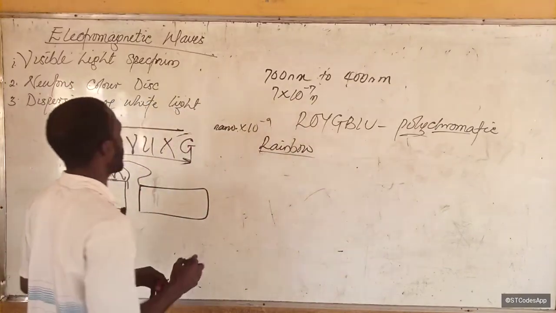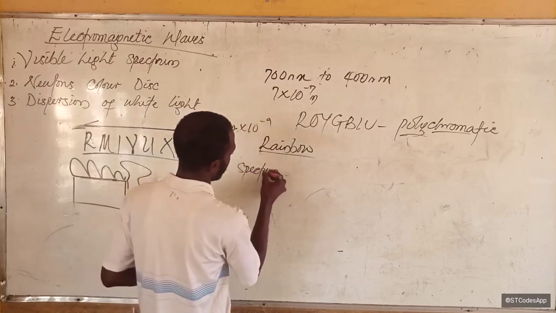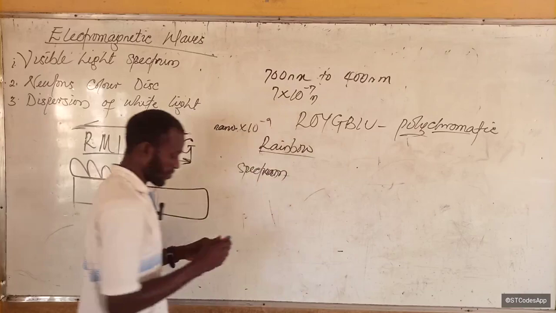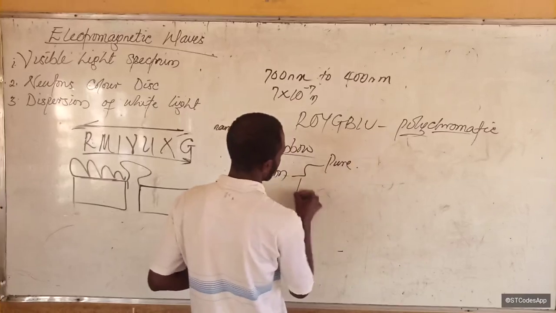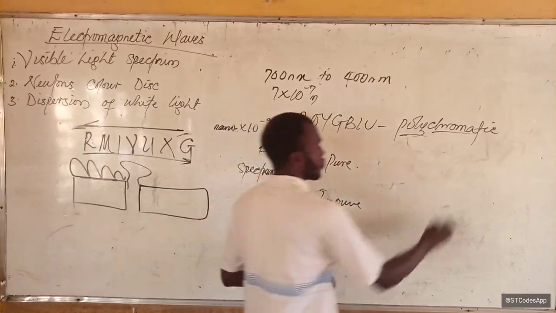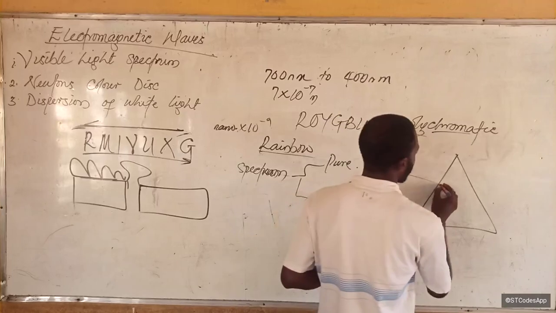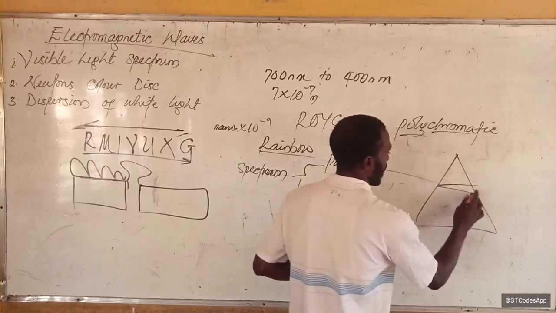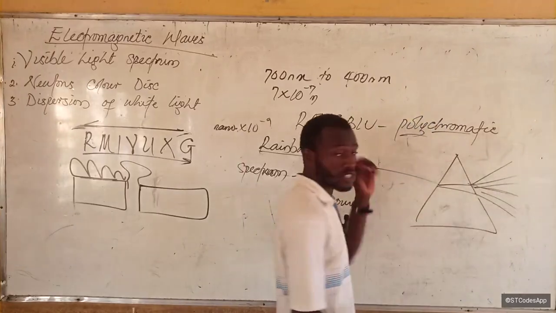Right now, we talk about the different spectra that we have. There are two types of spectrum. We have the pure spectrum and the impure spectrum. Now, the spectrum is formed when light is incident on a prism, and then you're going to see the refraction first, then the dispersion of light.